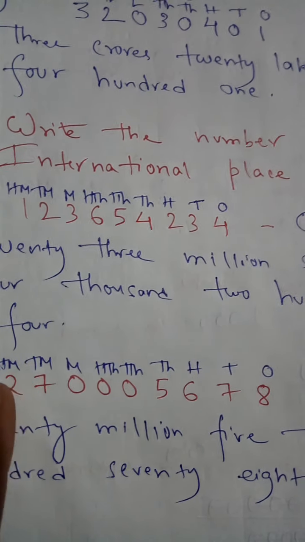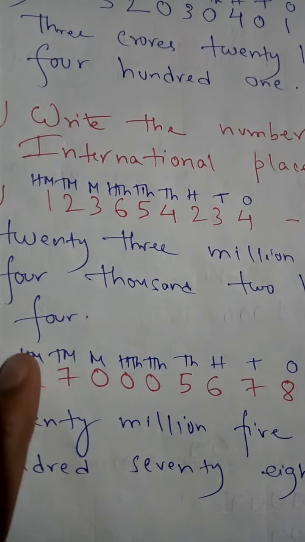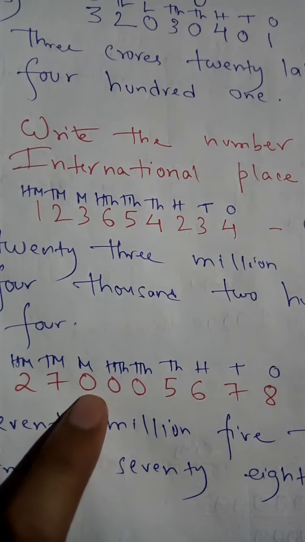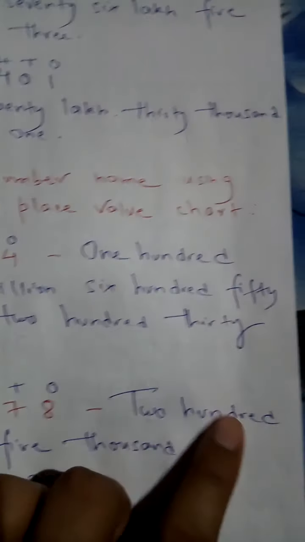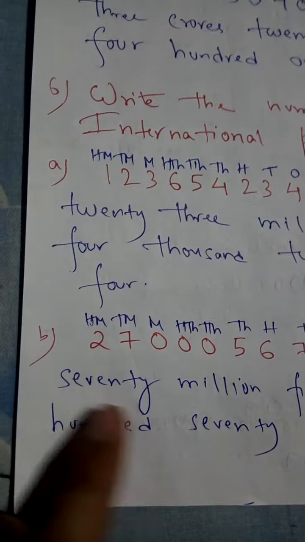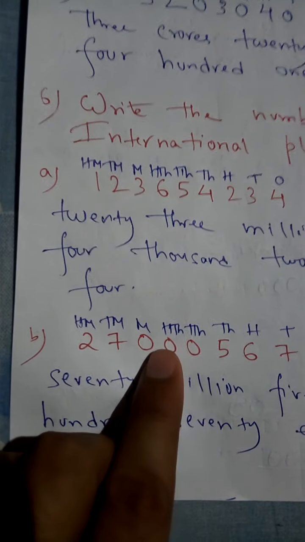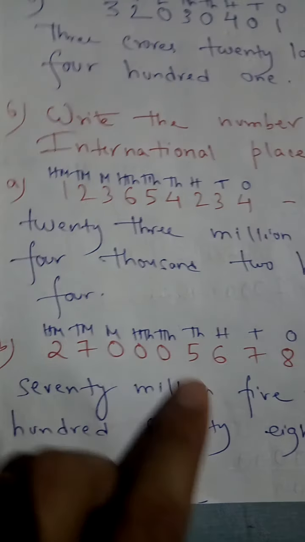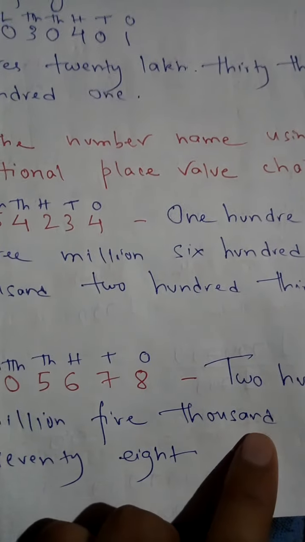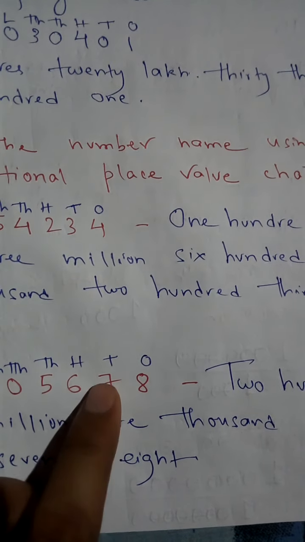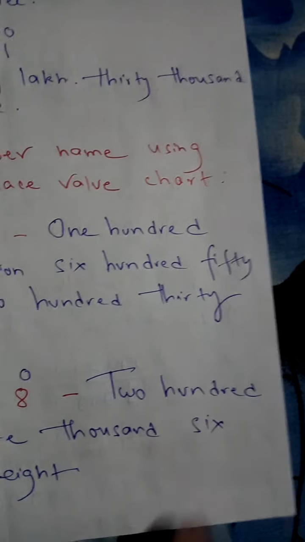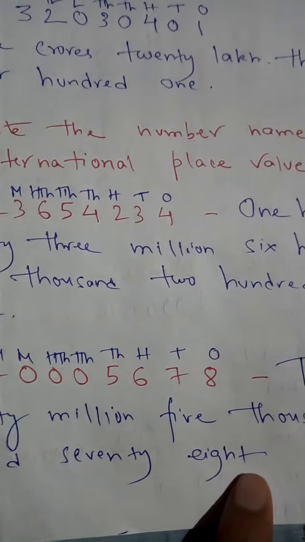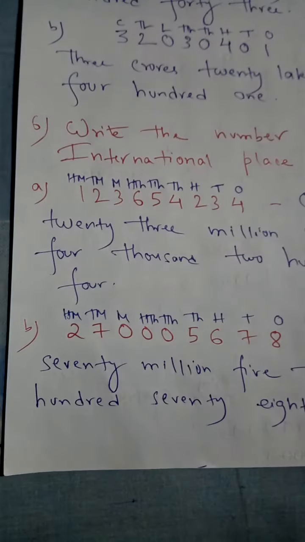This question is also the same, up to 100 million, from ones, tens up to 100 million. For the million group, again you have to write the same. This is 270, that means 270 million. Now see, under the 1000 group you have 005. That means it is only 5000. And the last one is 678. Okay, clear?